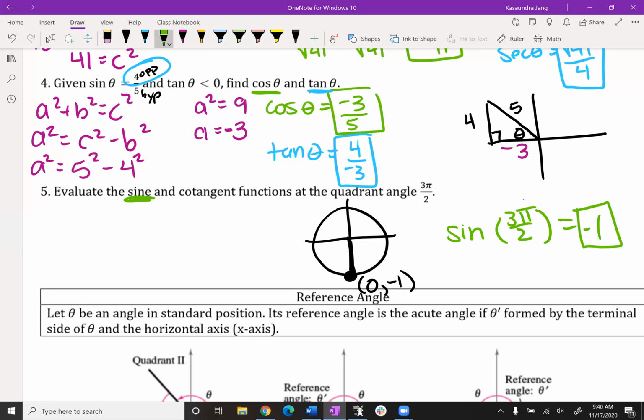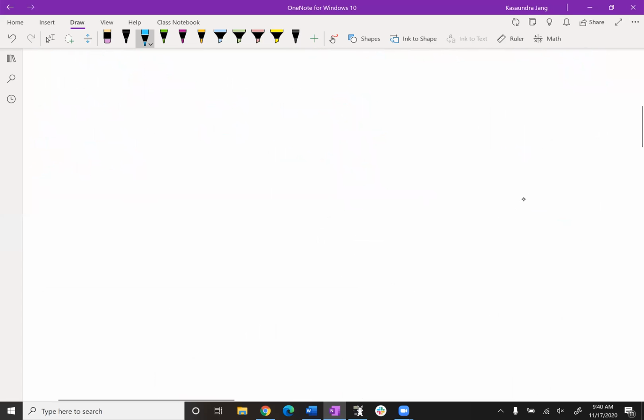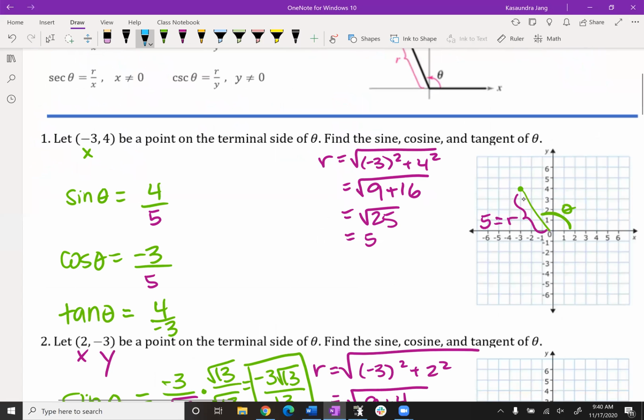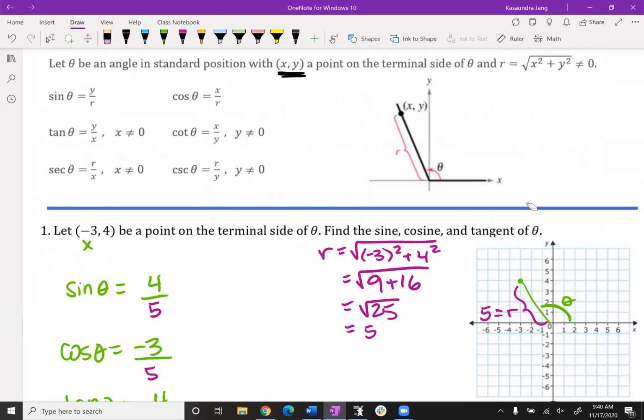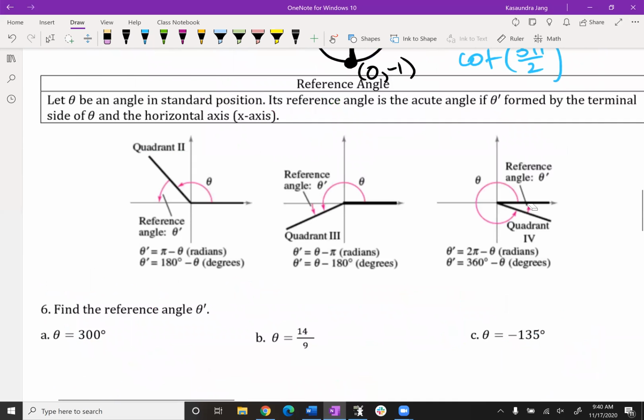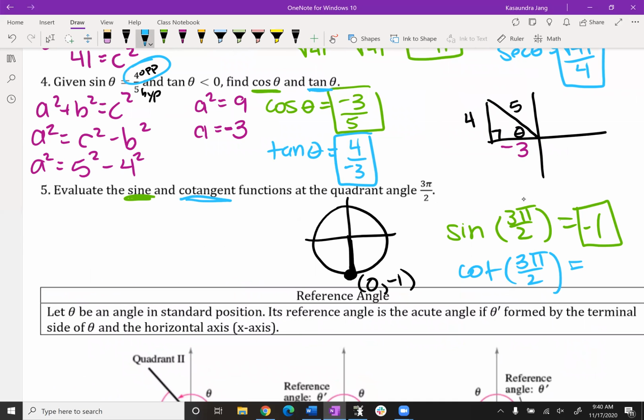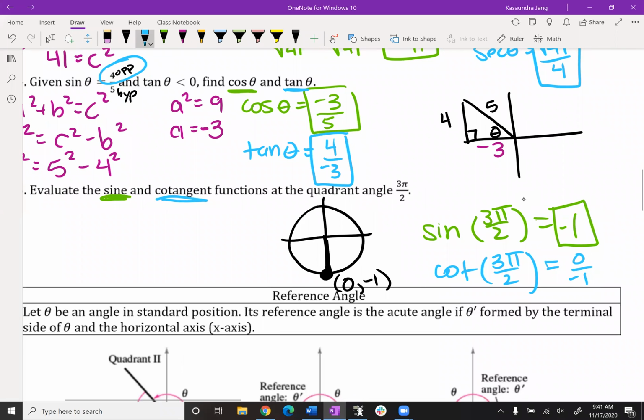Cotangent of 3 pi halves. All right. So my cotangent, looking up here, cotangent is the x over the y. And your y can't be 0. We don't want to divide by 0. So I'm going to take my x, which is 0, over the y, which is -1. I can divide by -1. That's fine. This will simplify down to just plain 0.